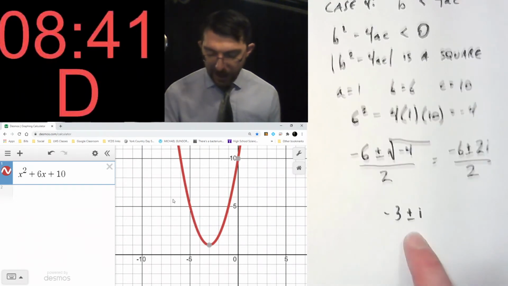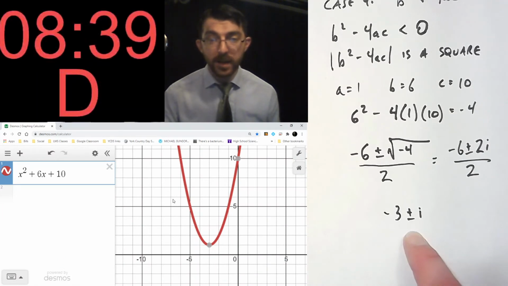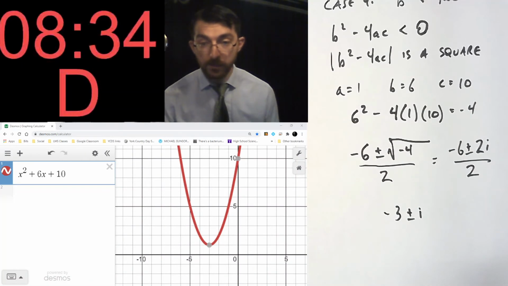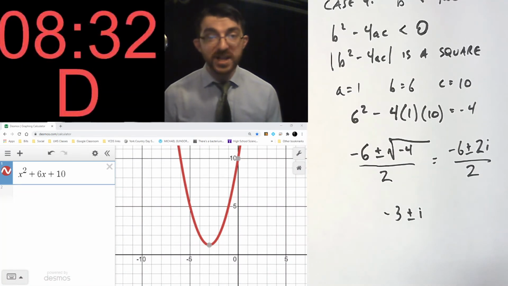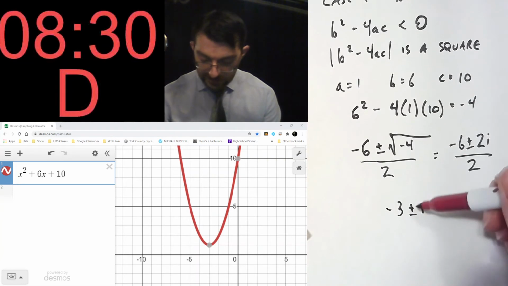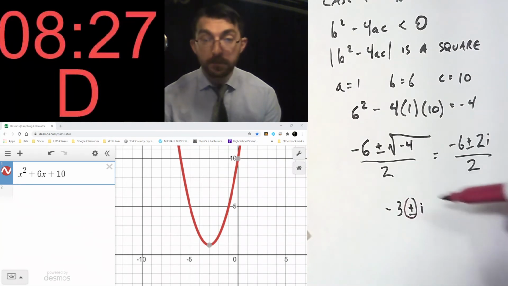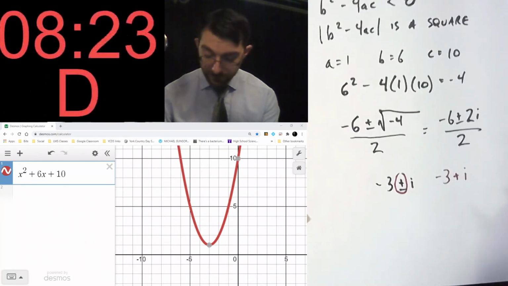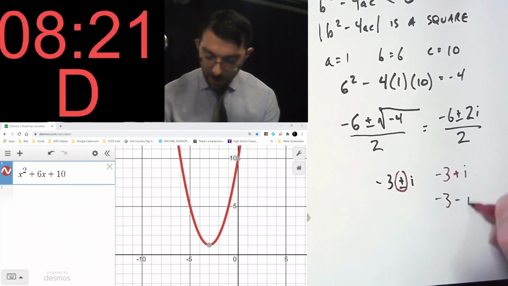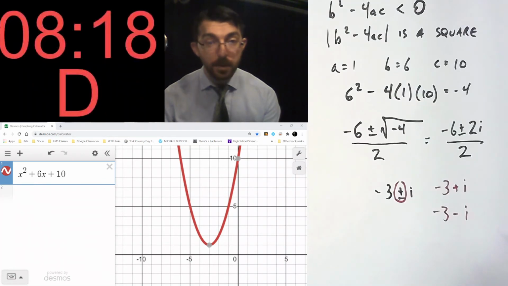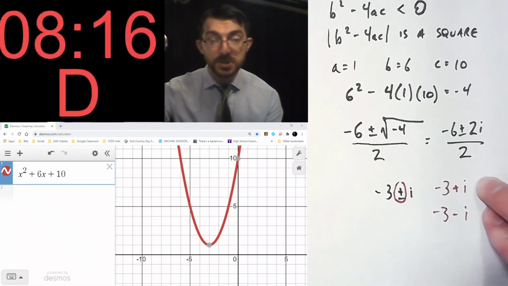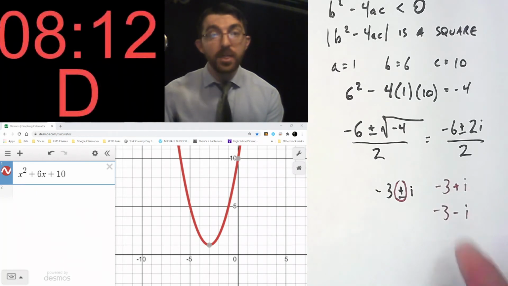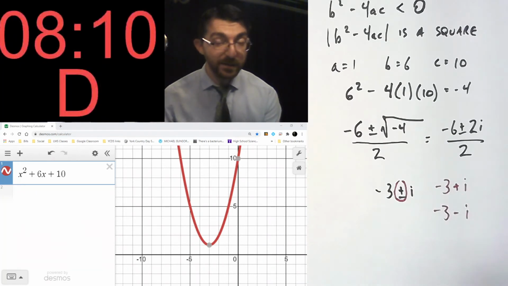And yet, I've got 2 complex solutions, and this is really, really important that you get this. These aren't just any 2 complex numbers. This plus or minus means that it's minus 3 plus i and minus 3 minus i. Do you remember what we call 2 complex numbers which are the same except for the plus and minus? That's the complex conjugate.